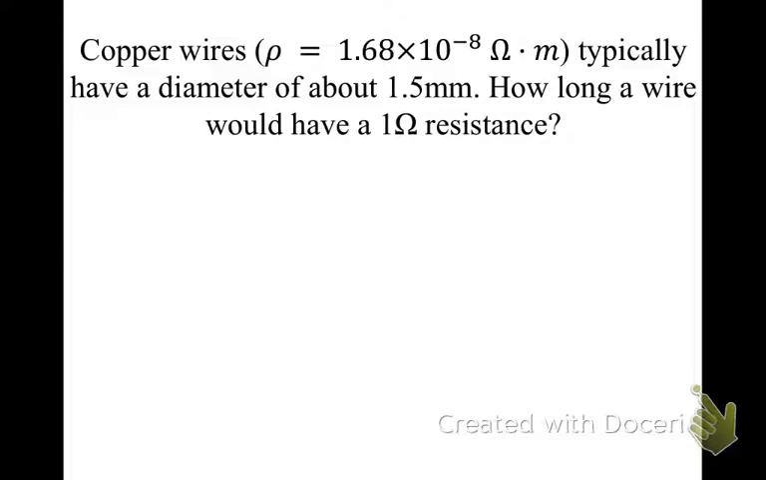Let's talk about a copper wire. If we have a copper wire that's typically about 1.5 millimeters in diameter, it's a circular wire, so think about how to find the area of a circular wire. Then I want to know how long it would be to have an ohm of resistance. Again, pause the video right now. I'll wait for a few seconds, give you a chance to pause it. Try it yourself, and then come back and we'll take a look at the answer.